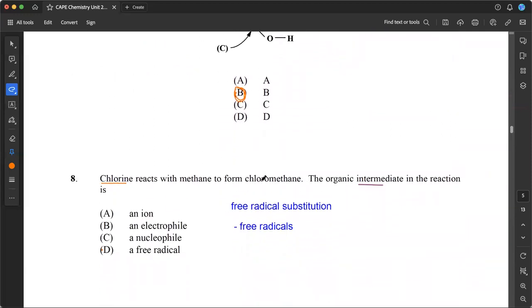Question 8 says chlorine reacts with methane to form chloromethane. The organic intermediate in the reaction is it an ion, is it an electrophile, is it a nucleophile, or is it a free radical? Now, the way that we approach this one is that we know that when chlorine and methane react, right, that's a free radical substitution. That's the mechanism of that reaction. And within that, there are free radicals that are formed that allow that reaction to continue, right, to go on and on. And so, of course, our intermediate would be a free radical, right, because this is a free radical substitution reaction. So there are free radicals at play there, okay? So our answer for 8 is D.